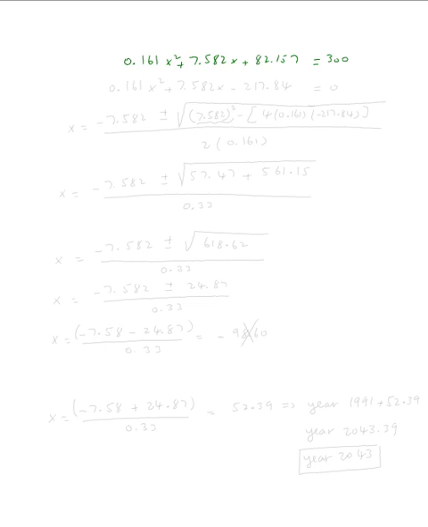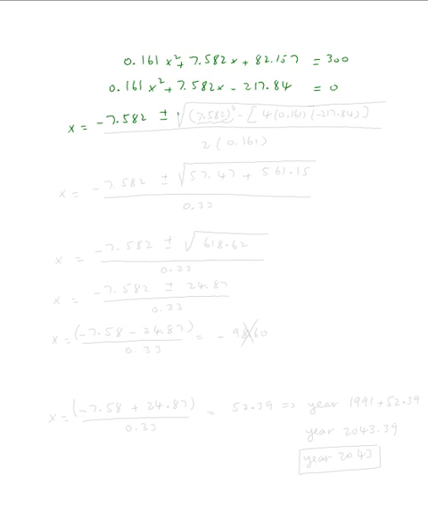This is a quadratic equation. For us to use the quadratic formula, we need to have a 0 on the right side. Therefore, we need to subtract 300 from both sides. If we do that, we get 0.161x squared plus 7.582x plus 82.157 minus 300, which gives us minus 217.84.